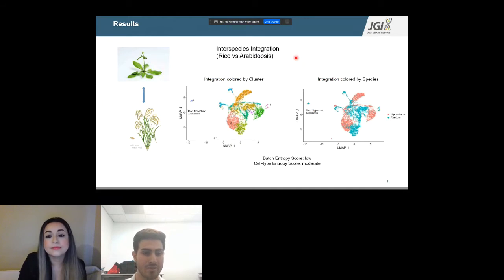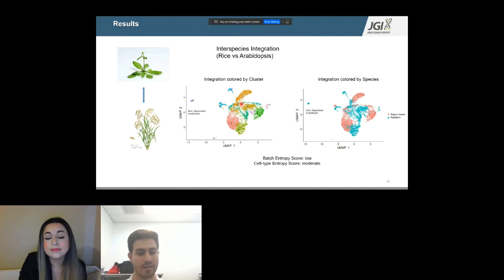This is the interspecies integration of both rice versus Arabidopsis. As we can see, things are very similar. It's colored by cluster on the left-hand side, and on the right-hand side, it is still colored by species or batch. On the left-hand side, once again, you can see that the clusters are somewhat distinguishable. However, there's mixture between the cell types, and therefore it can be a little bit fuzzy to indicate.